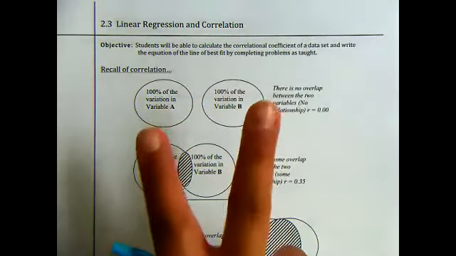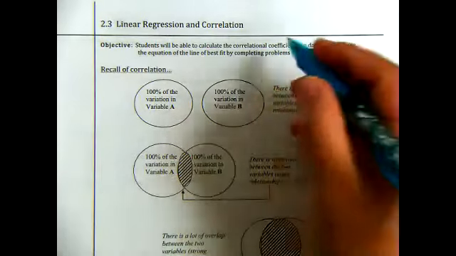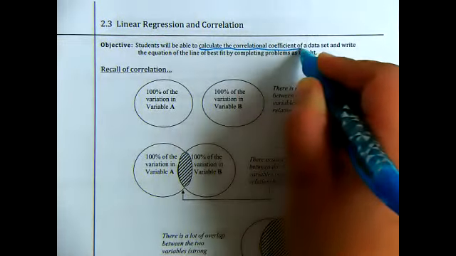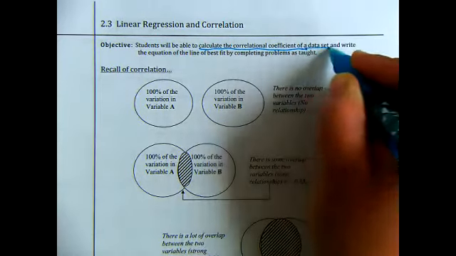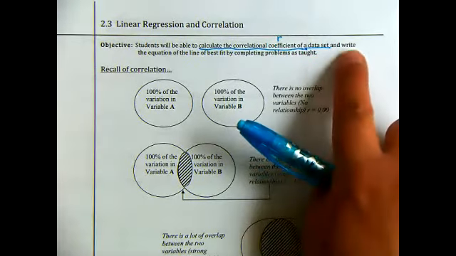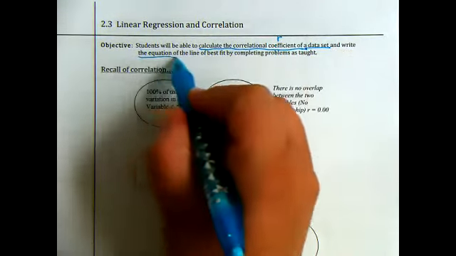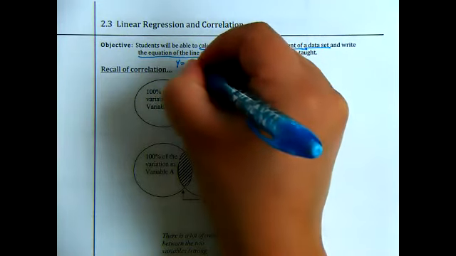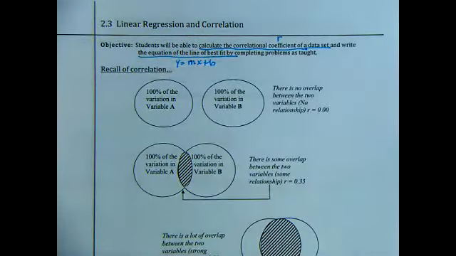So we're learning two things with this lesson. We are learning how to calculate the correlational coefficient of a data set. So we're going to learn how to calculate R, okay? And we're going to write the equation of the line of best fit. So we're going to actually be able to write the equation of line of best fit, okay?